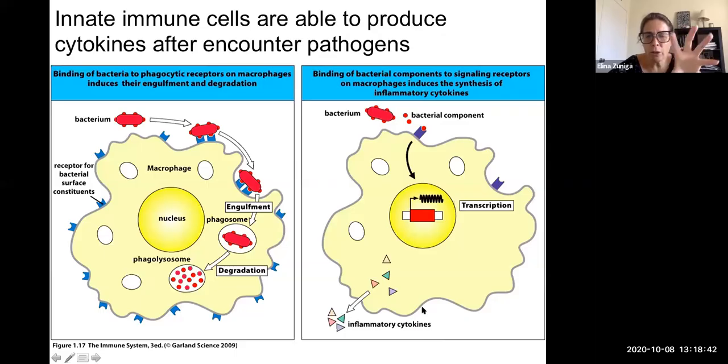Just to put in context what we talked about, who will be producing these cytokines and chemokines? Macrophages and other innate cells can produce cytokines and chemokines. And some chemokines are also produced by endothelial cells or epithelial cells.